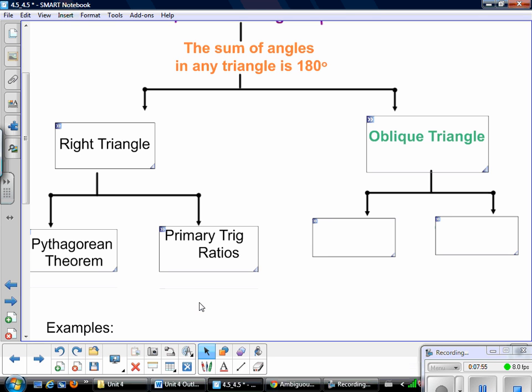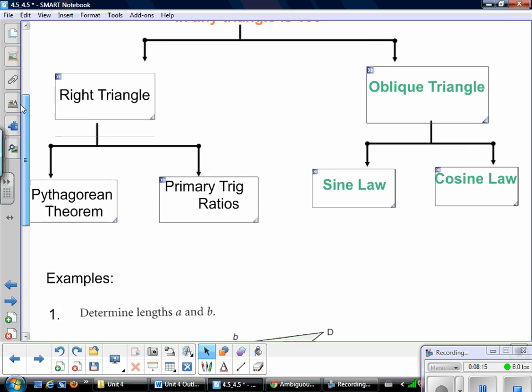primary trig ratios. On the other hand, if I have an oblique triangle, obviously the Pythagorean theorem is not going to do, and neither will trig ratios. So we have the sine law or cosine law. These are our tools in order to solve things. Okay, so let's look at the first example.